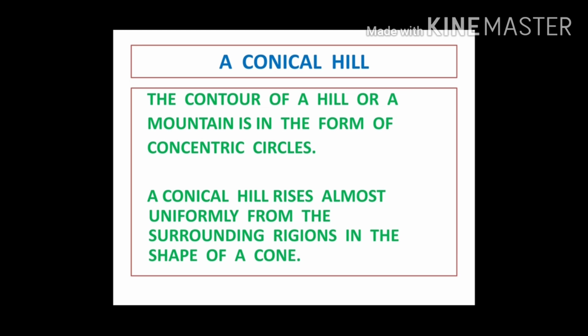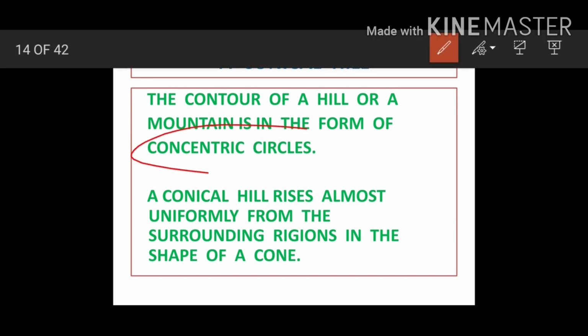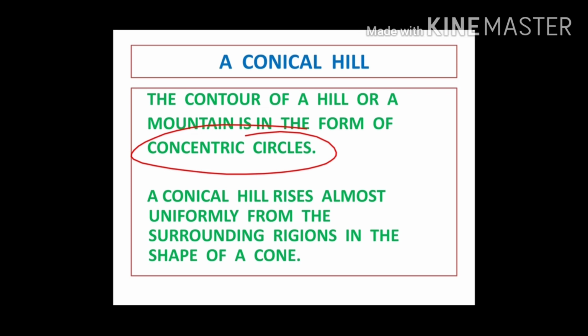Now students, we will learn about some features by reading the contours in a topographical map. The first one is a conical hill. So how does a conical hill look like in a topographical map? A contour of a hill or a mountain is in the form of concentric circles. Now children, this is important. You will find them in the form of concentric circles.